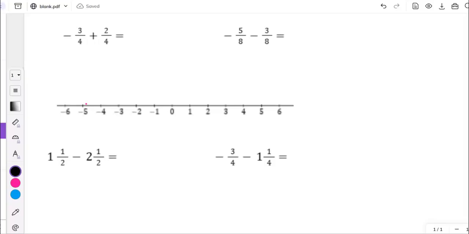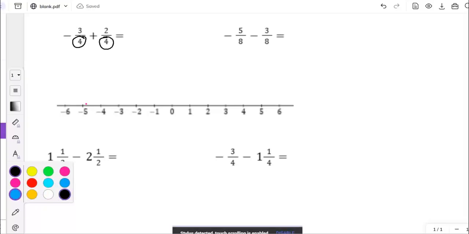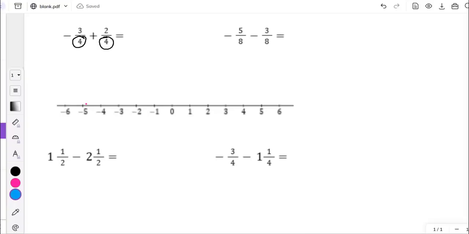So my first example, I have negative 3/4 plus 2/4. And I do have the same exact common denominator. So what I'm going to do is combine these into one fraction by adding my numerators. And remember, numerators are the top. And then I don't add my bottom. So you add the top, leave the bottom, the denominator, the exact same.